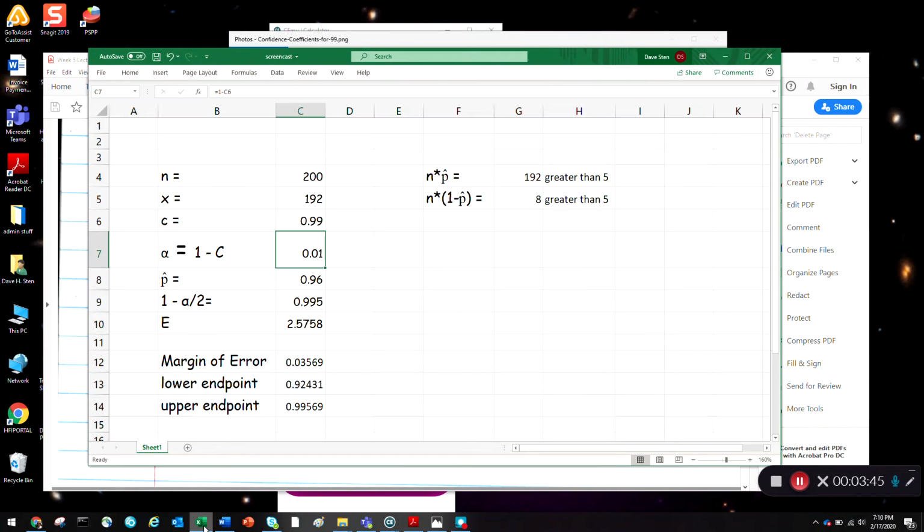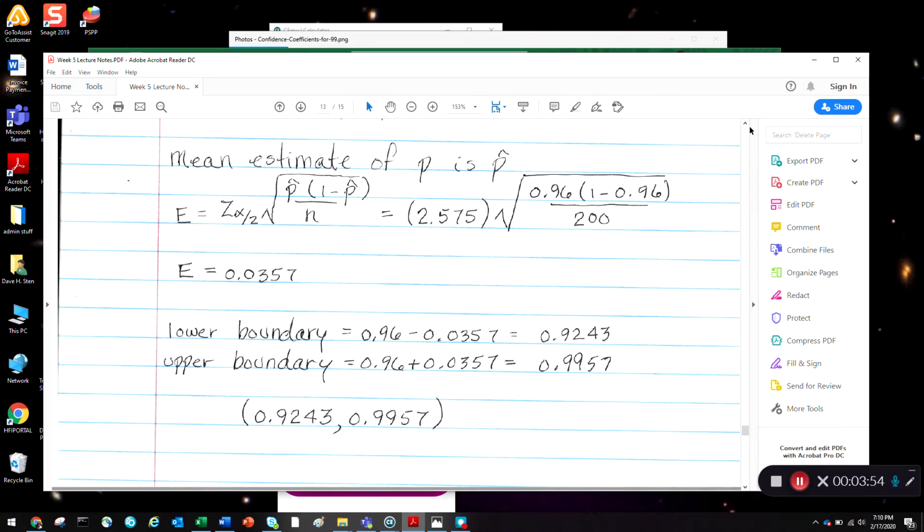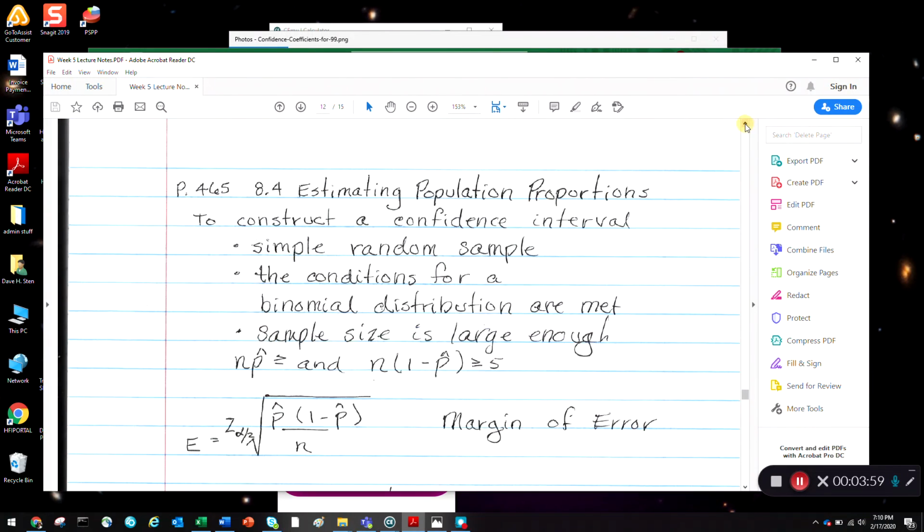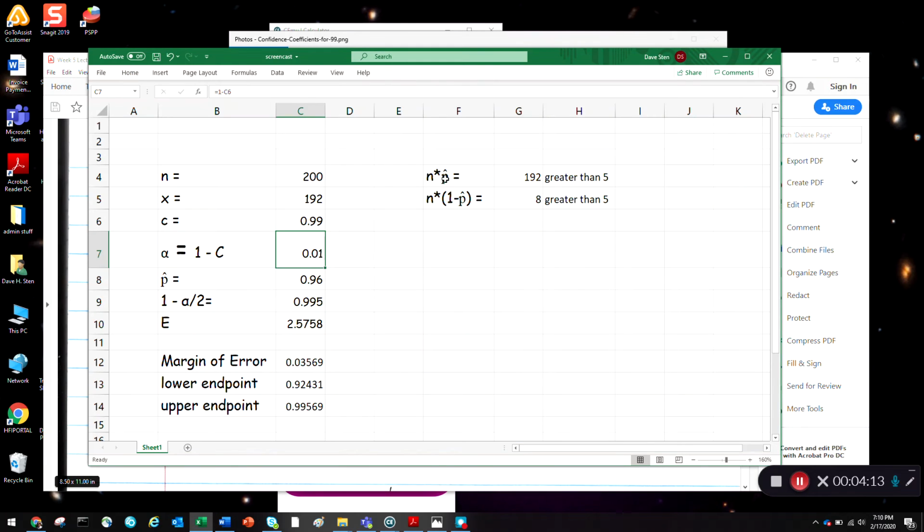Now if we use Excel, one of the things I want to show here real quick is that in order to do this test, we have to make sure that the sample size is big enough. And that's this criteria here, where n times p hat has to be greater than or equal to 5, and so does n times 1 minus p hat. So that's the first thing I do here in Excel. Over here is I just test. I come up with 192 and 8, so it's greater than 5, so that means I can proceed and use these equations. Our sample size n is 200.